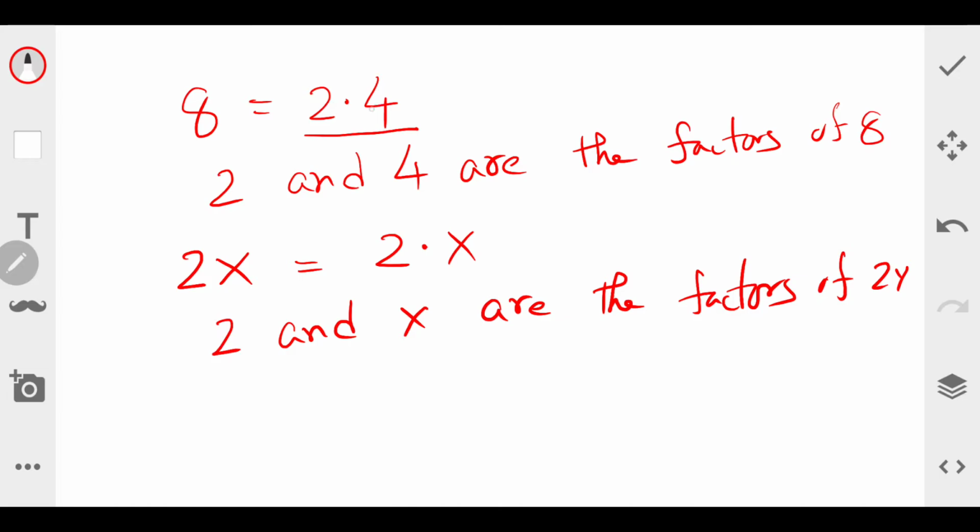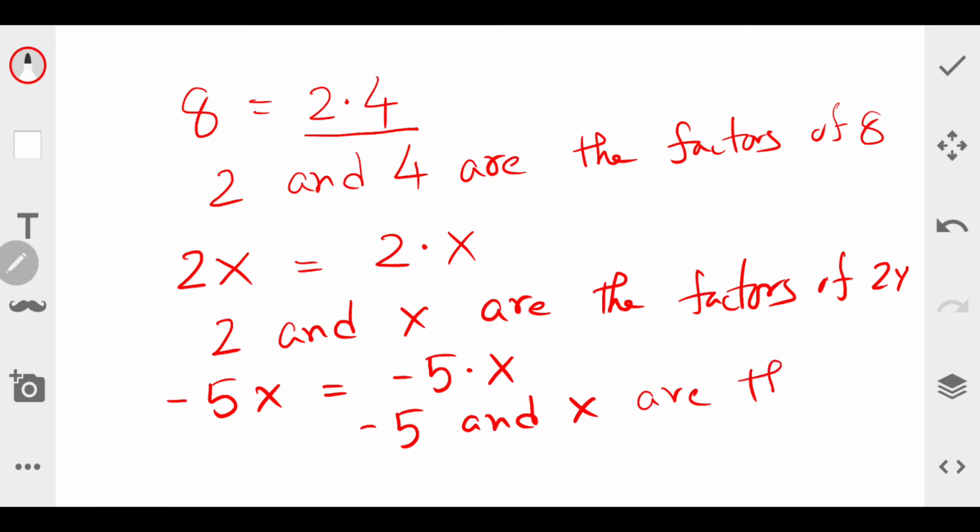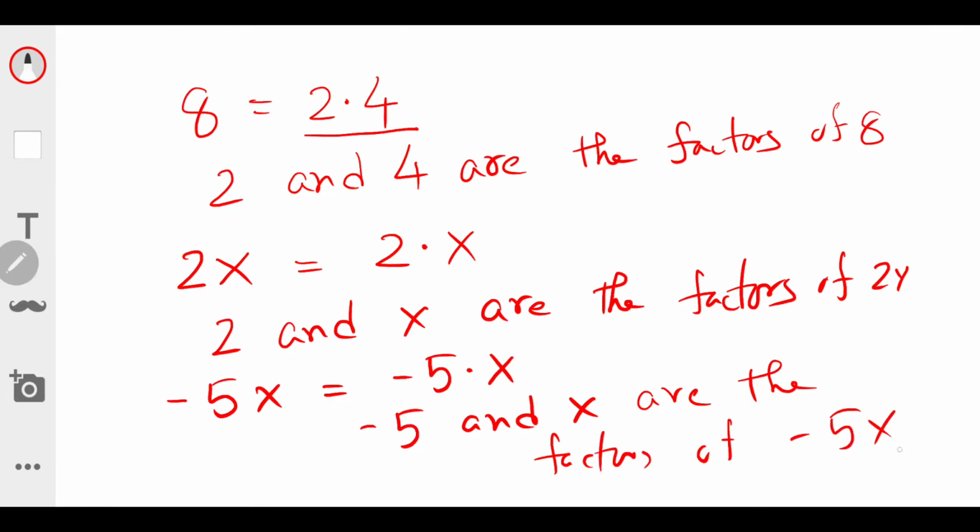Factoring means rewriting the quantity into multiplication. So we're multiplying 2 times 4 and saying 2 times 4 is 8. That's why 2 and 4 are the factors of 8. Same thing here when you have 2x. That means actually 2 times x. That means 2 and x are the factors of 2x. Okay, similarly, if I say negative 5x, I can say negative 5 times x. That means negative 5 and x are the factors of negative 5x.